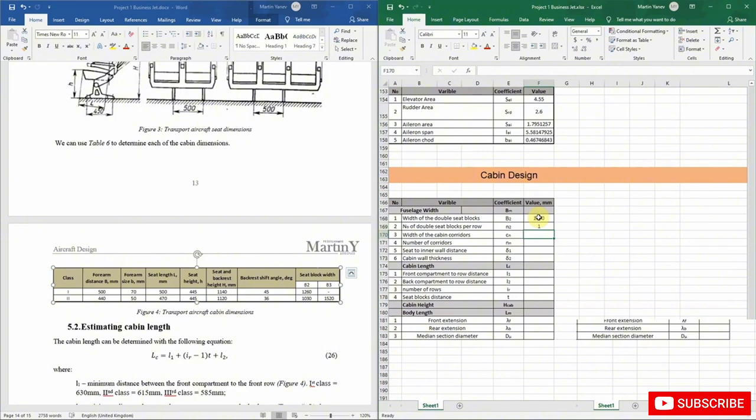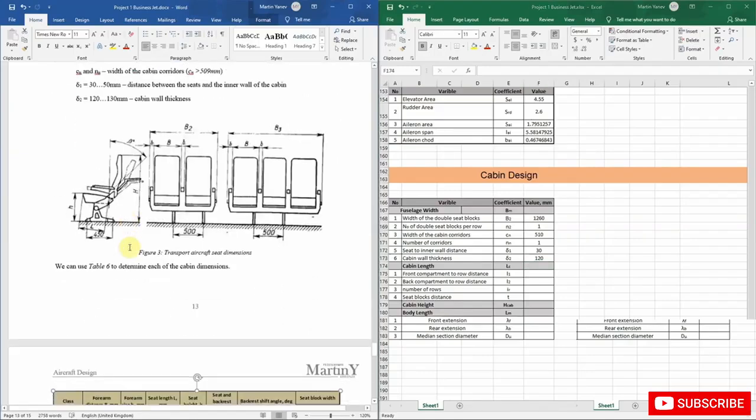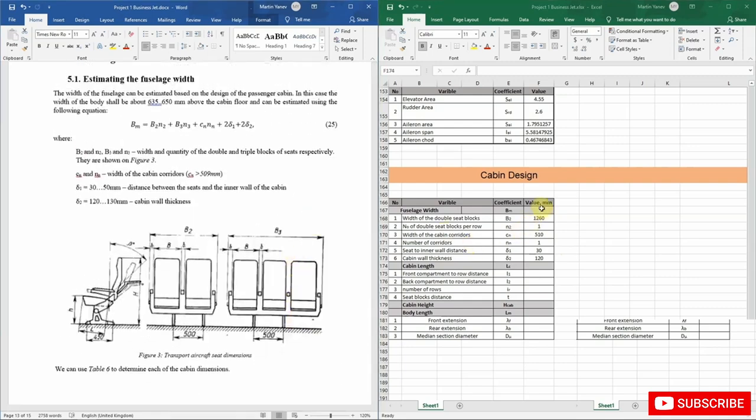Then obviously we have 1 corridor with the first class corridor, which is 510. Then there is, as I said, 1 corridor. Then we're going to choose 30 for the inner wall distance, or what is the distance between the seat and the wall. And finally the thickness of the wall will be 120 as described here. Okay, that's it. And now we're ready with this, and we can actually write our equation and estimate it.